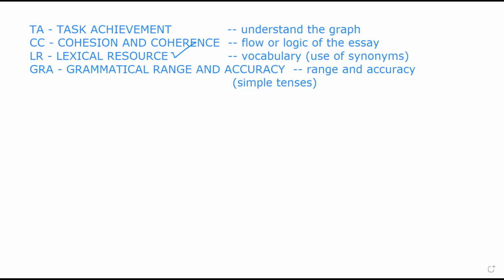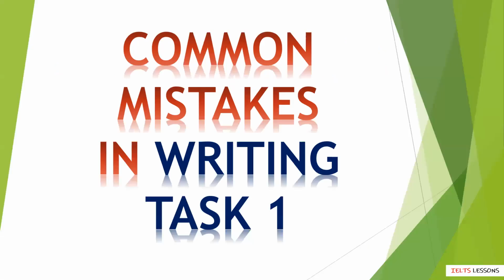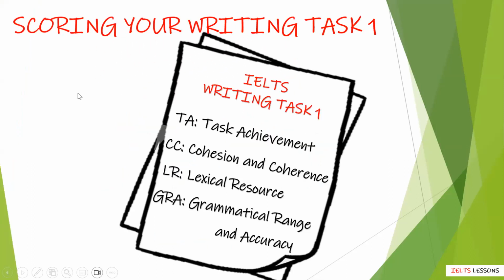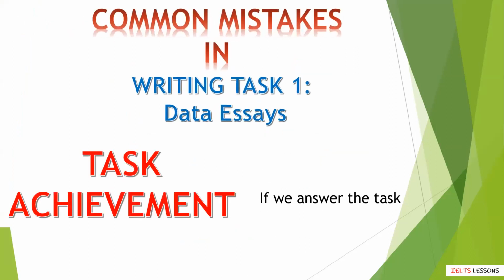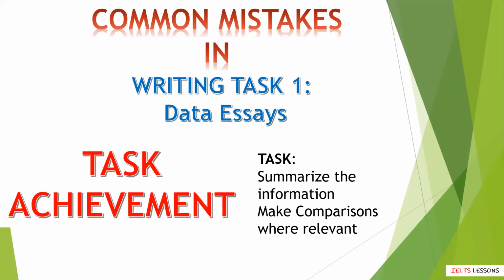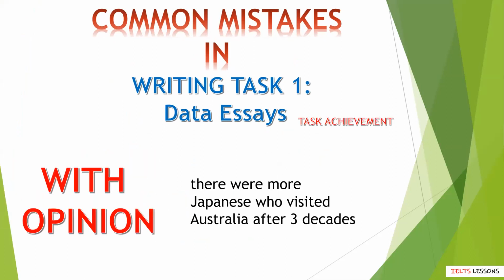Now here, let's move on to the common mistakes in writing task one. So here are the common mistakes in writing task one. Again, for writing task one, your students are graded on the following: task achievement, cohesion and coherence, lexical resource, grammatical range and accuracy. Okay. So number one, all right. If we answer the task, we need to summarize the information and make relevant comparisons. Okay. Now, with opinion, that is again absolutely incorrect.